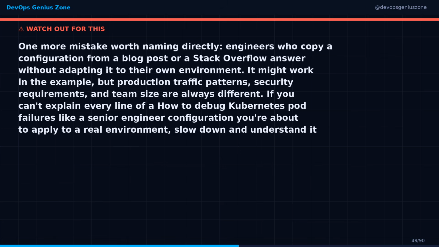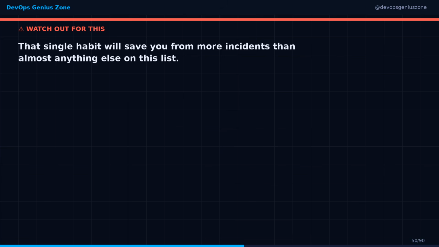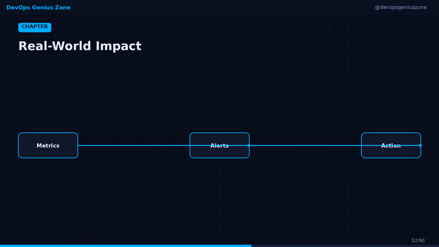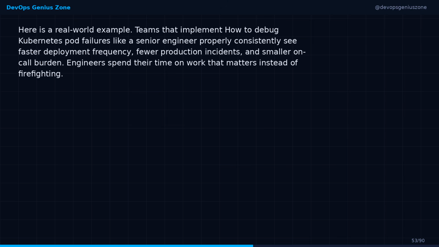Here is a real-world example. Teams that implement how to debug Kubernetes pod failures like a senior engineer properly consistently see faster deployment frequency, fewer production incidents, and smaller on-call burden. Engineers spend their time on work that matters instead of firefighting. I recall a team at a social media company that adopted how to debug Kubernetes pod failures like a senior engineer and reduced their mean time to recovery by 80%. That's the kind of impact we're talking about. A travel booking platform cut their cloud bill by 40% after properly tuning their how to debug Kubernetes pod failures like a senior engineer setup.